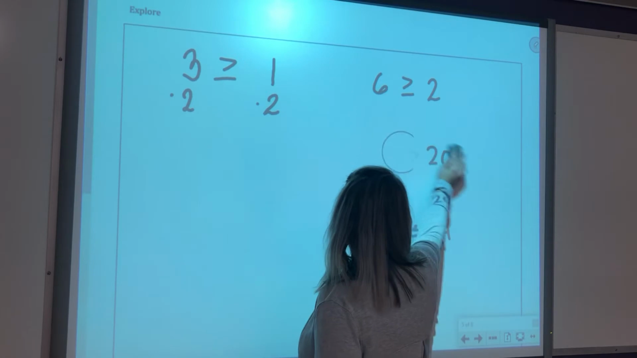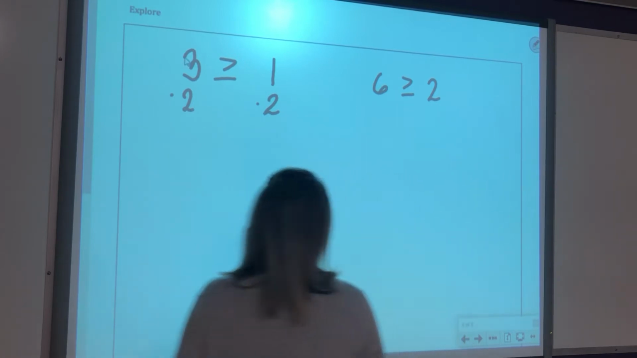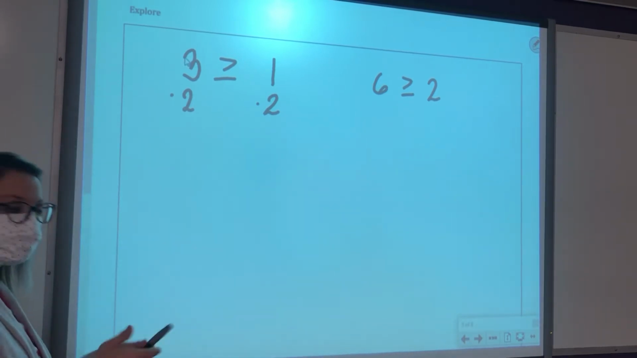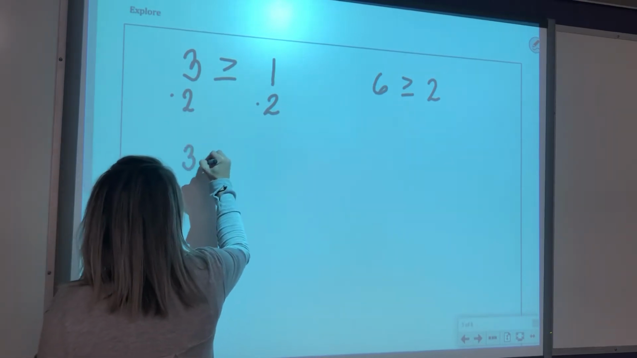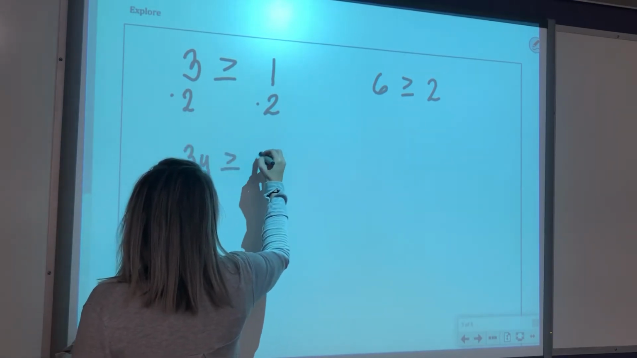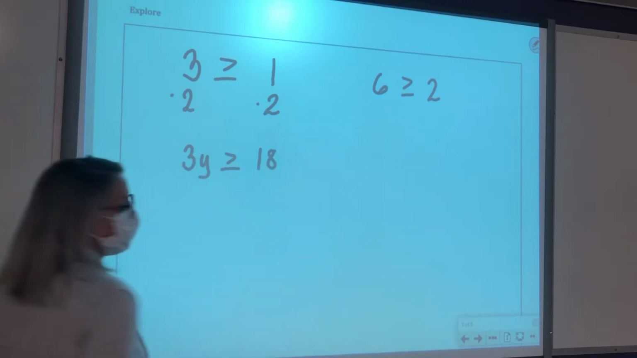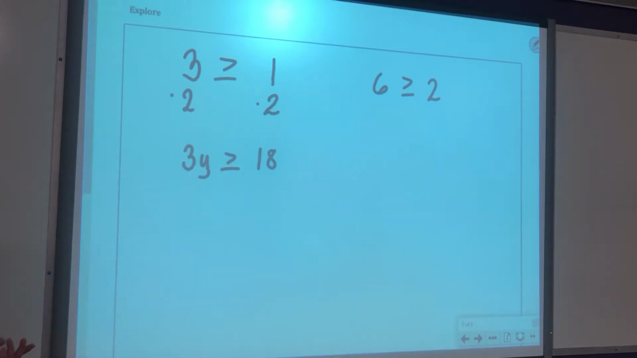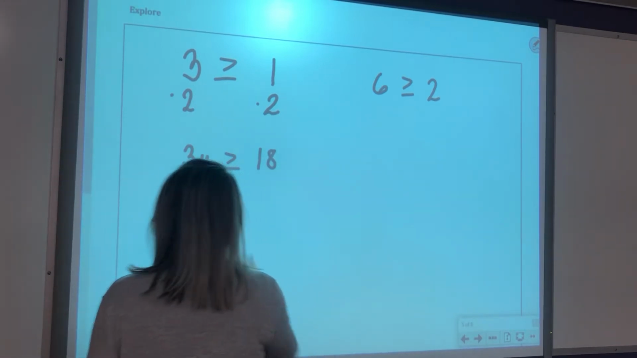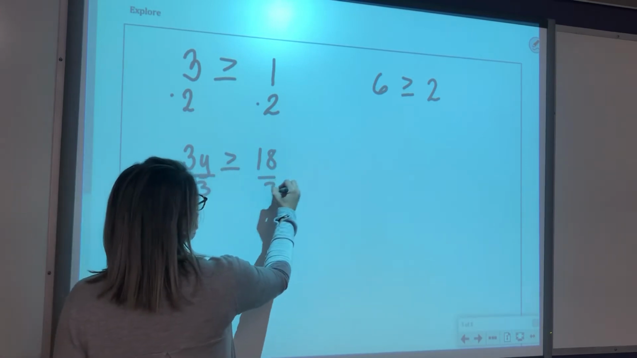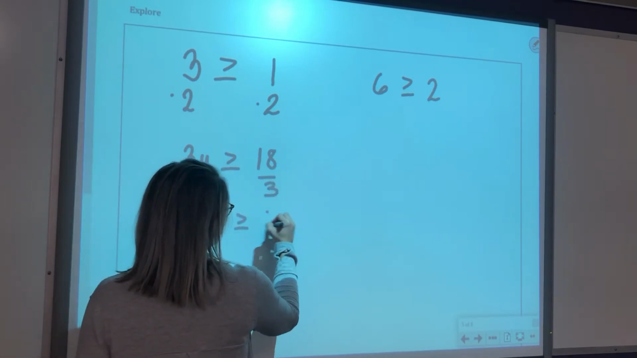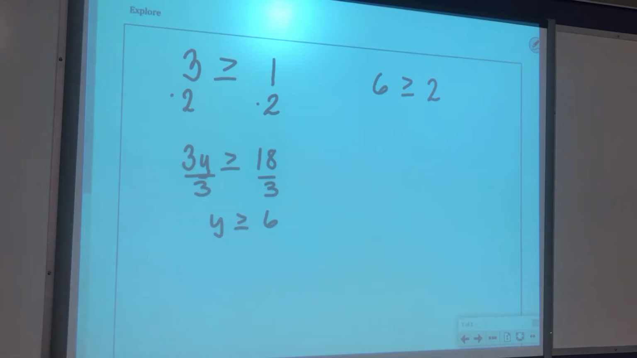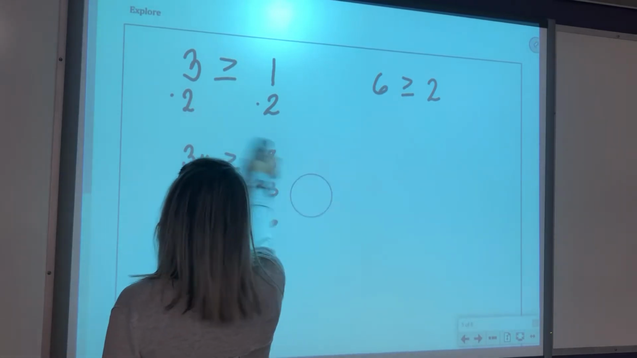It's different because you don't have a variable in it now. Oh, I can put a variable in it. Or I could do, and I divide by 3, right? Divide by 3, y is greater than or equal to 6, right? No big deal, right? Okay, let's look at something else.